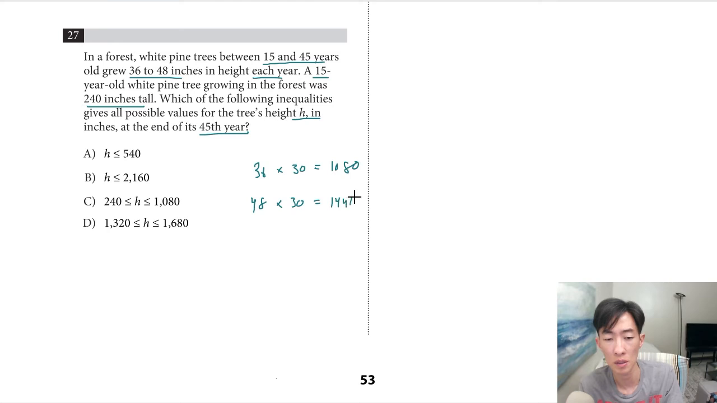It's kind of funny because that's the resolution of most TVs or monitors, and this is the number of inches that they grow. So if they start off at 240, you just have to add 240 plus 1080 and 240 plus 1440. That's going to get you 1320 and 1680. So this is the range of its new height at the end of its 45th year. And so that's why the answer is going to be choice D.